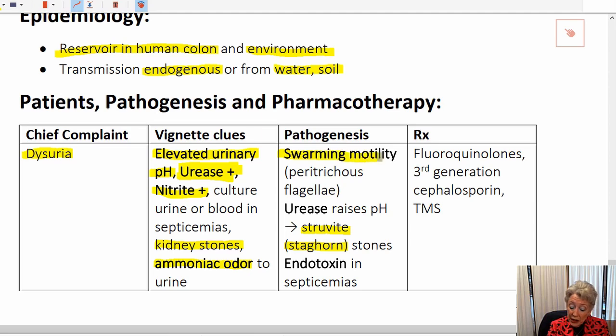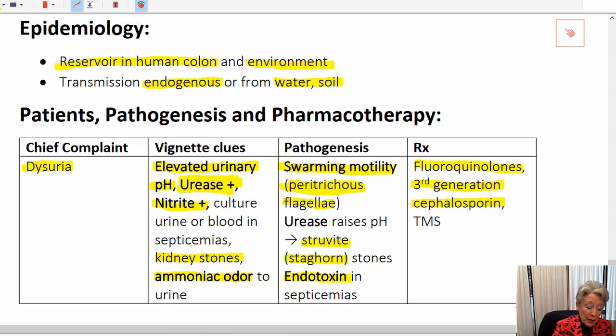The motility is all over the place. It swarms, which basically means it does not make discrete colonies on agar, and that's because it's totally covered with flagella, okay? Endotoxin, when it gets into the blood, can contribute to the danger of the septicemias. I treat with fluoroquinolones or third-generation cephalosporins or trimethoprim-sulfamethoxazole.